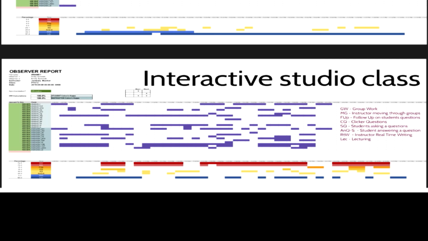Here you can see that there's a fair amount more of group work, which is that bright red line at the bottom. There is instructor moving through groups, which is the pinkish color towards the bottom. The yellow indicates that there's clicker response and clicker questions that are going on, and the blue at the very bottom indicates that there is still some lecturing happening by the faculty member.